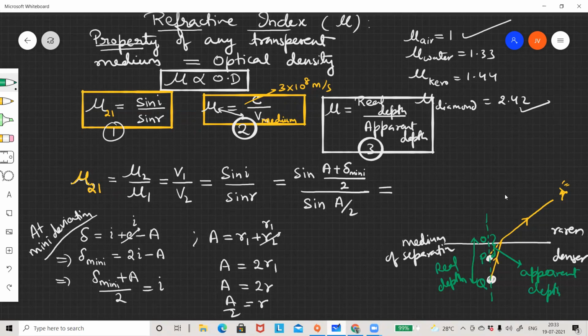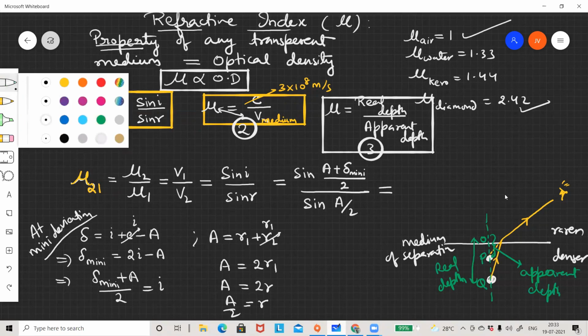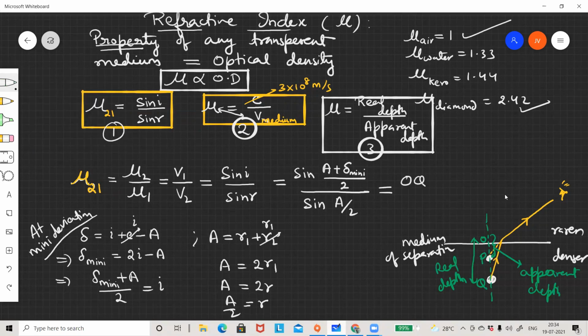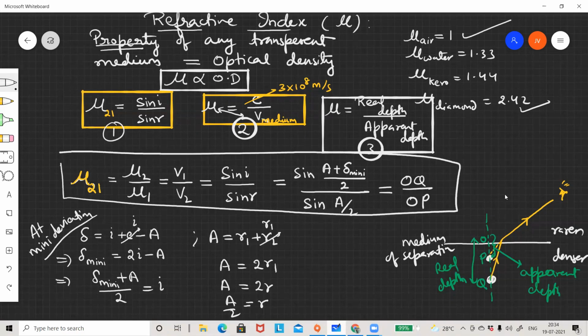So we can write the refractive index of one medium with respect to another medium as real depth to apparent depth. So we can write it as OQ by OP. This will be a common formula for the refractive index of one medium with respect to another medium. So here we'll close this topic of refractive index.